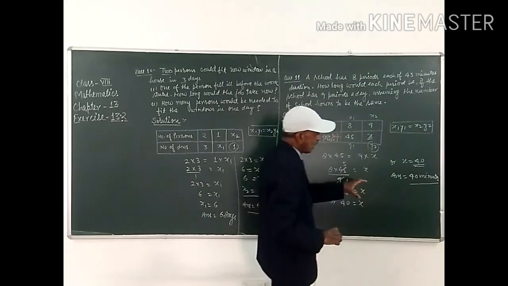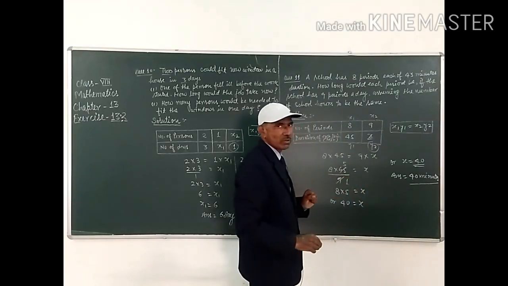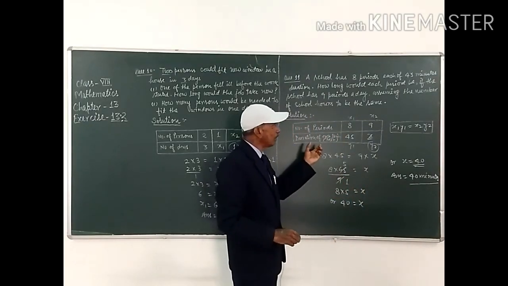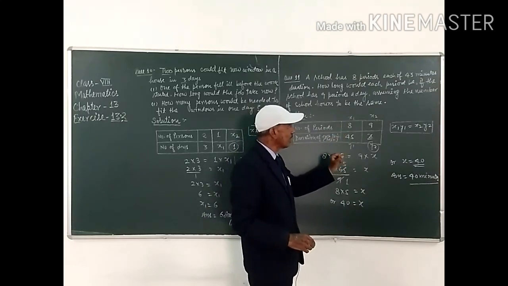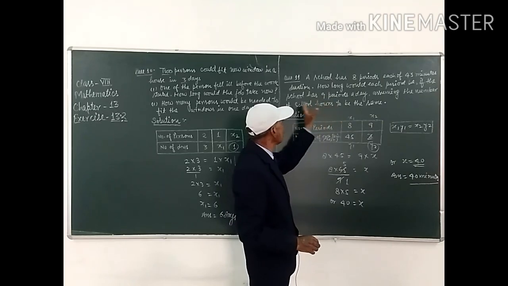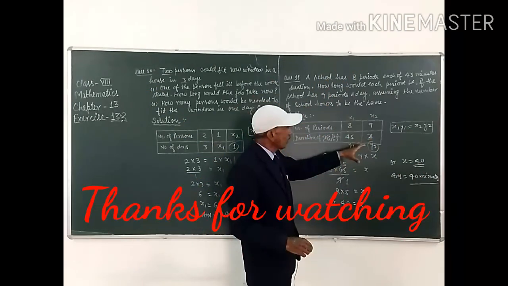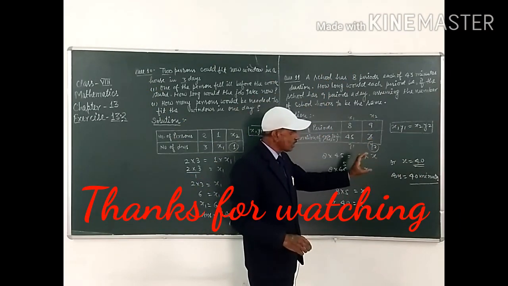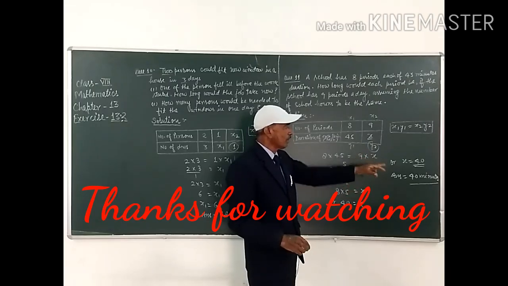This is the answer of this question, students. If there will be 9 periods and the school timing is the same, the duration of the school day is the same, so the duration of each period will be 40 minutes.